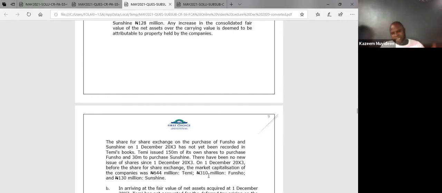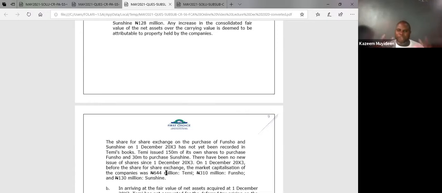For Temi, I don't need it. For Sunshine, I don't need it, because I want to determine the market price per share of the parent, which I will now multiply with the 150 million he issued to determine the cost of investment in Funsho, and for the 26 he acquired in Sunshine, I'll multiply with it. How do I go about that? Very simple. But I need to determine the numbers of shares they have given me today value. Today value, when you hear market capitalization, as at today value, this is the values of shares in Funsho and in parent, which is Temi.